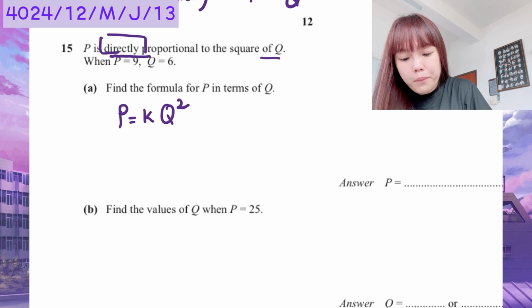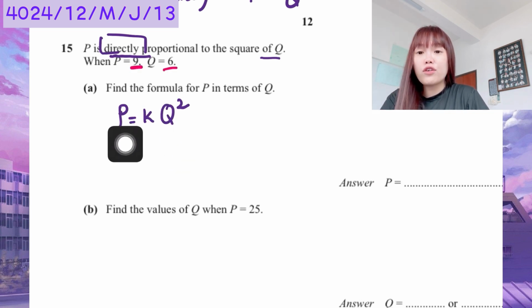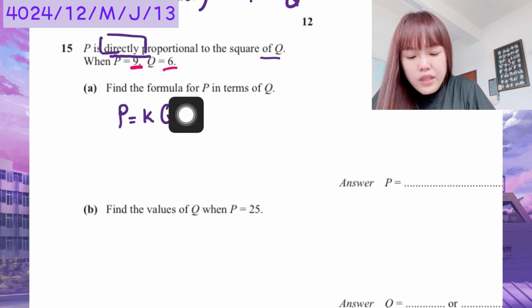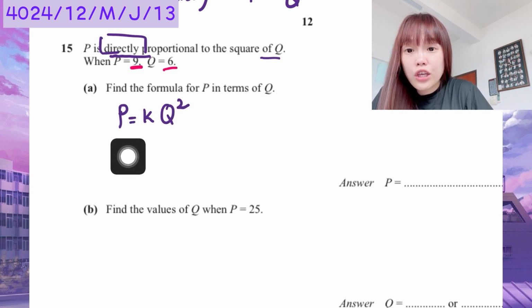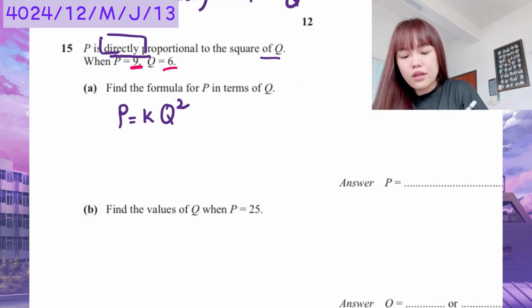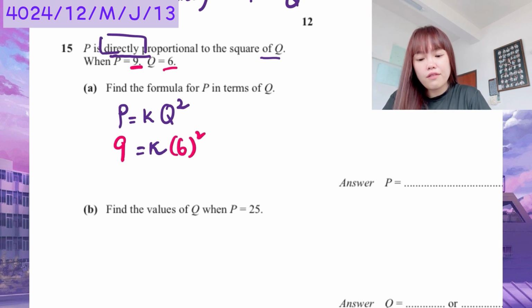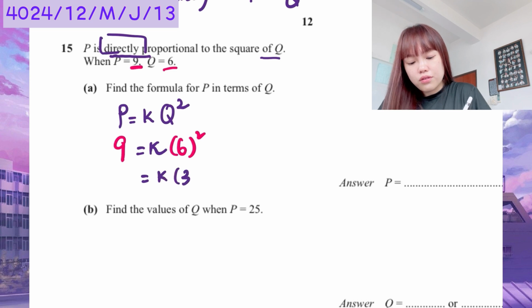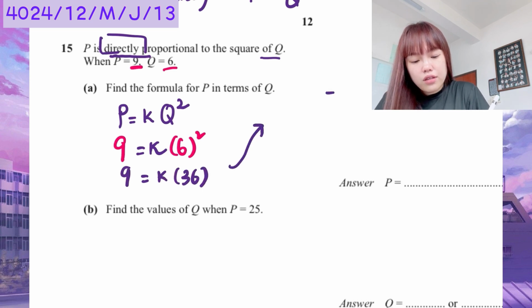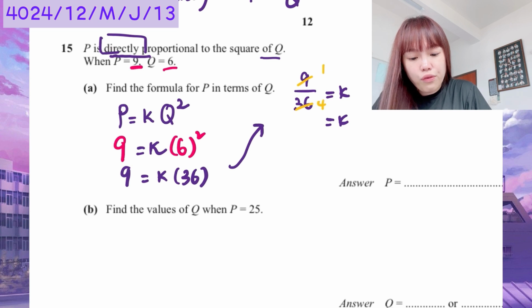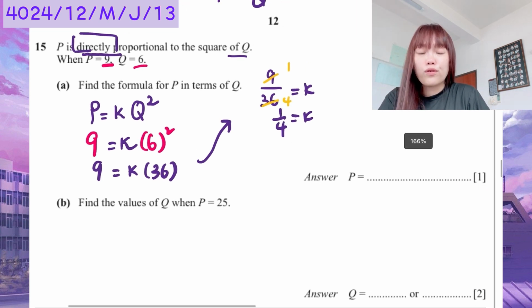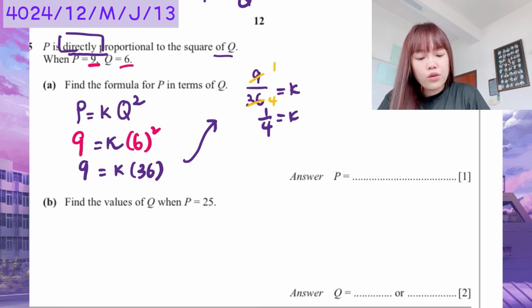Okay, so when P is 9, Q is 6. So here we need to find the value of K. Why? Because they're asking you to find the formula of P in terms of Q, not P in terms of K and Q. If it's P in terms of K and Q, you just leave your answer like this. So P is 9, your K you need to find, and your Q is 6. Find the value of K first. So 6 squared is 36. So K is 9 over 36, and after I simplify, I divide by 9 is 1, divide by 9 is 4. So K is 1 over 4. So your formula is P equals 1 over 4 Q squared. So P in terms of Q.